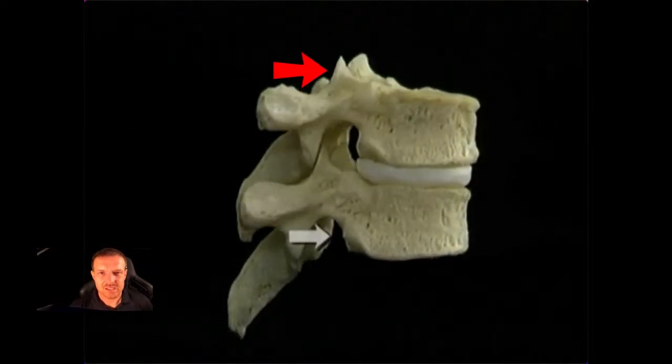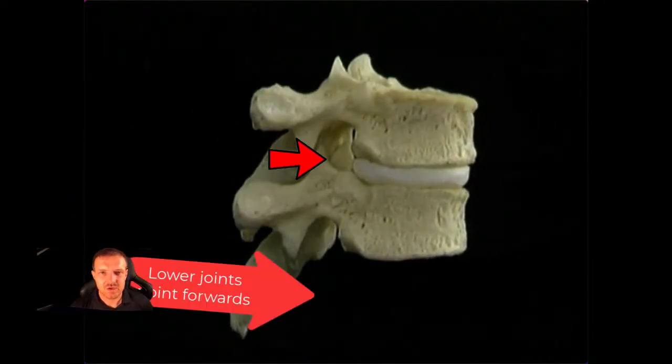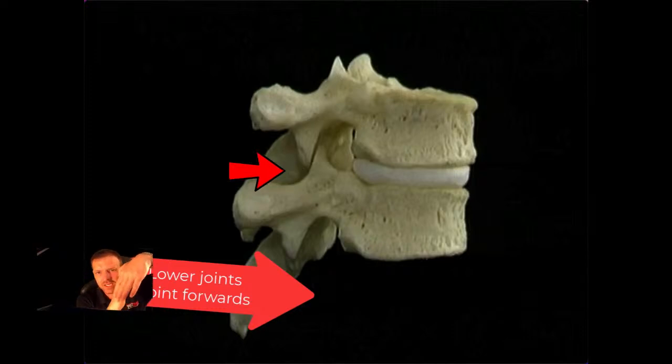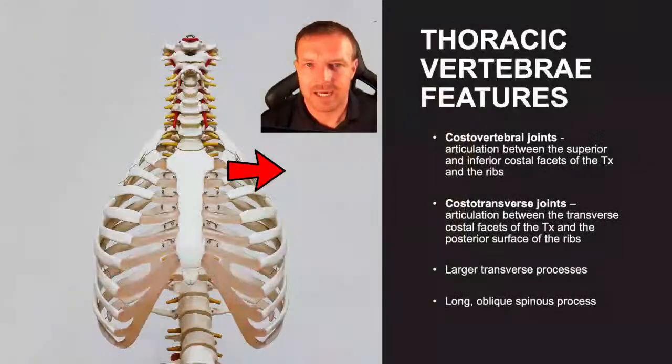So the facet joints, those are these ones here, and you can see the joint there. The lower joints point forward, the upper ones point back, and that area there, that's the facet joints, and you can see the orientation of those joints. So they're like that. They can glide across each other in rotation, but they can't slide across each other. Well, they can, but they're limited by the ribs. When we add the ribs in a second, you'll see that.